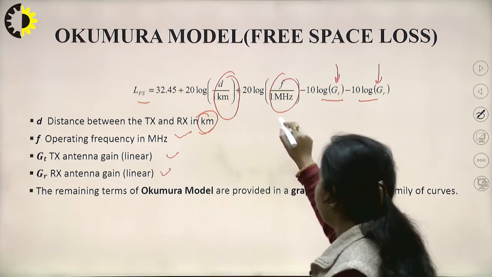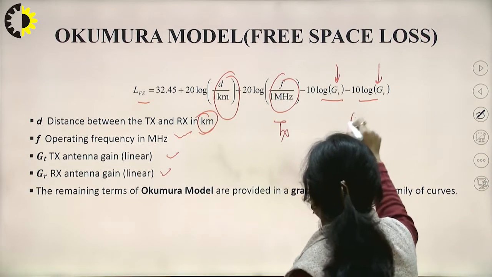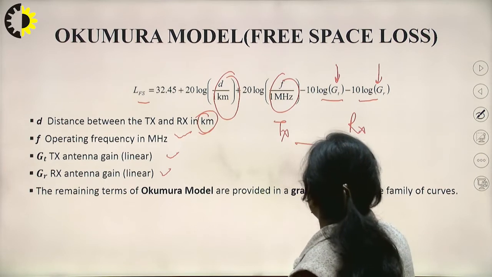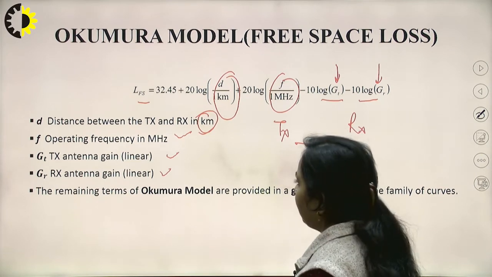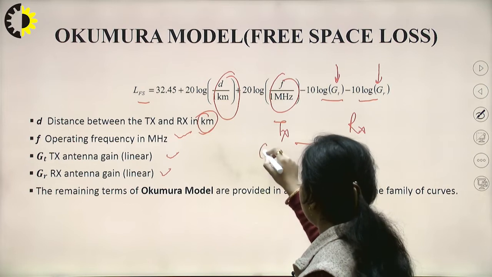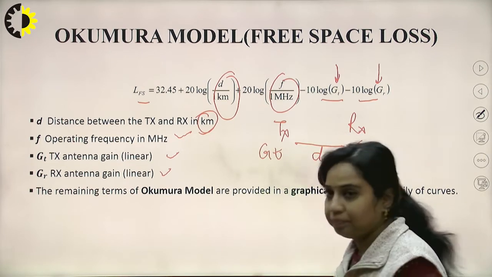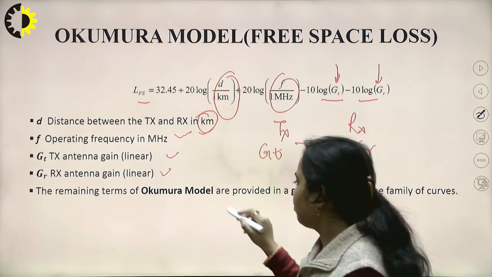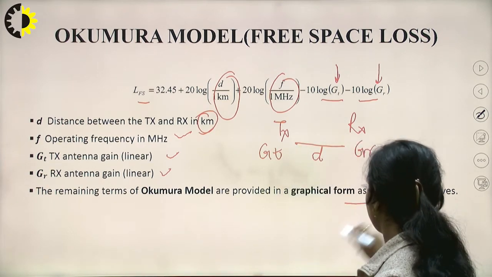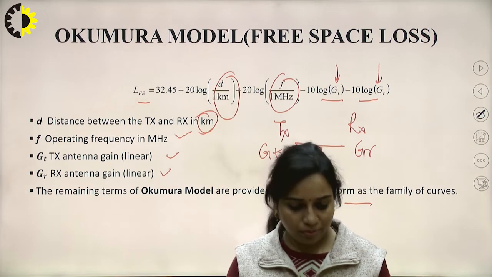Let's say this is the transmitter, this is the receiver, this is distance D, and F is the operating frequency, GT is the gain related to this one and GR is the gain related to this one. The remaining terms of the Okumura model are provided in graphical form as a family of curves.